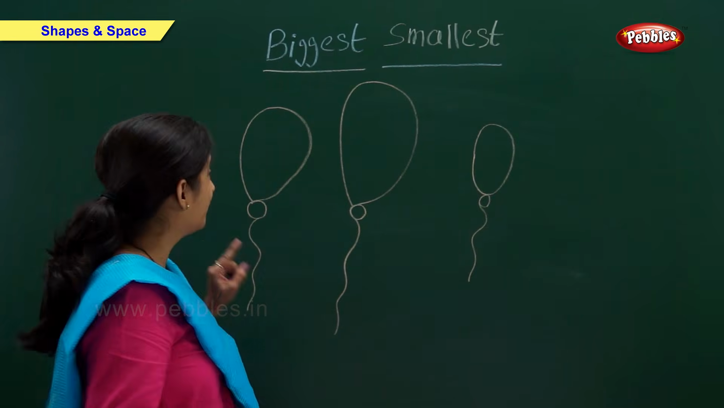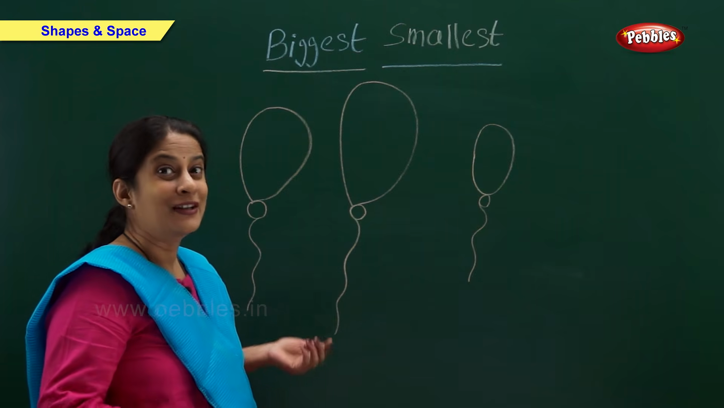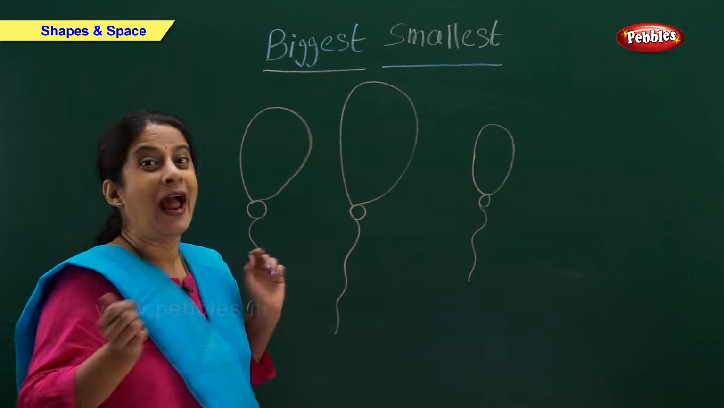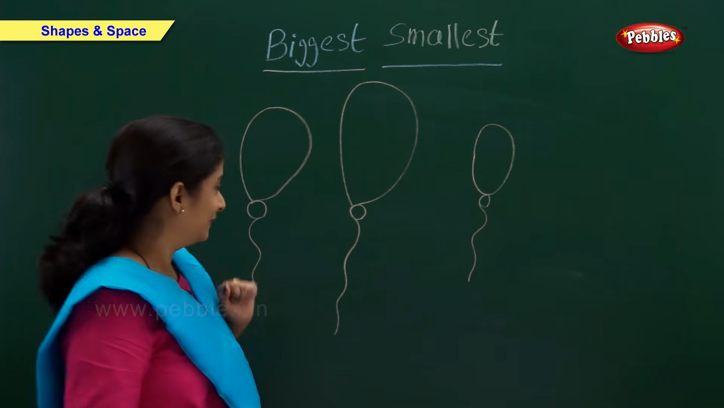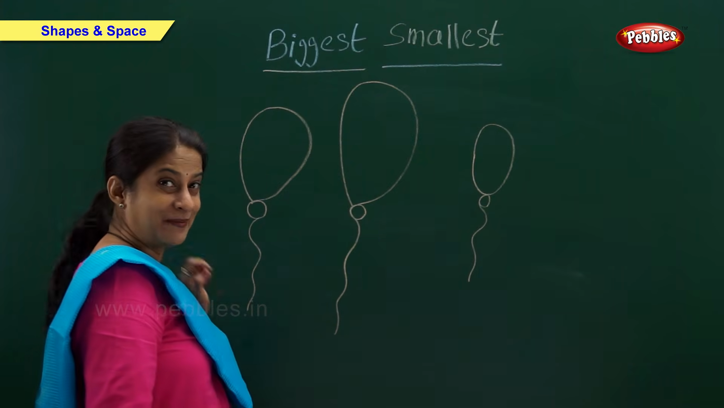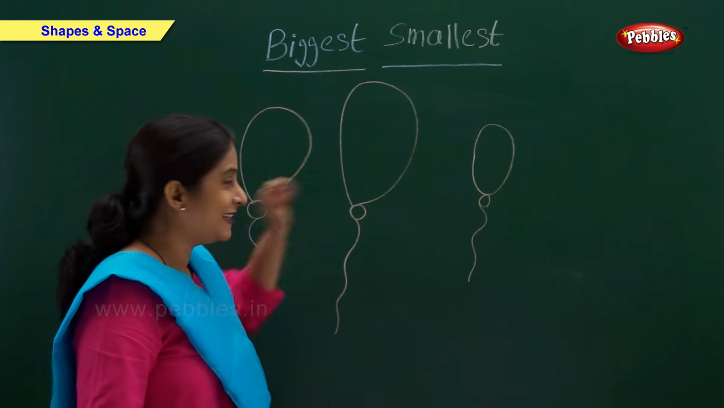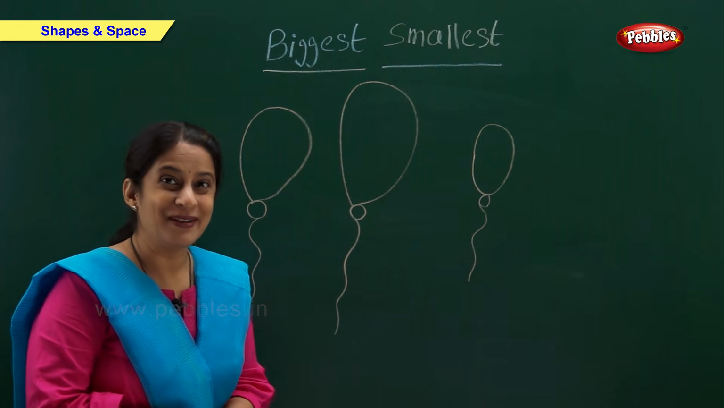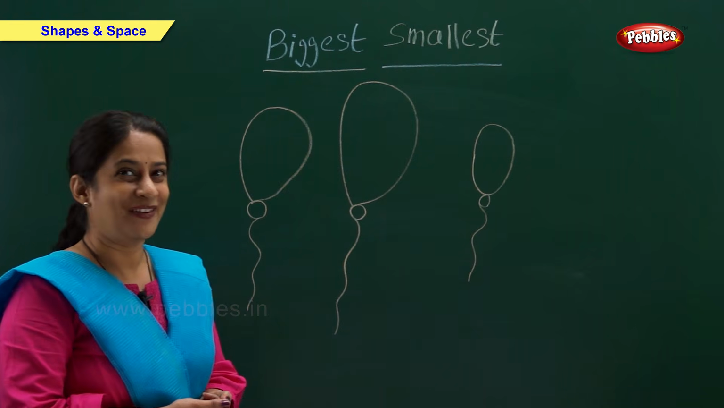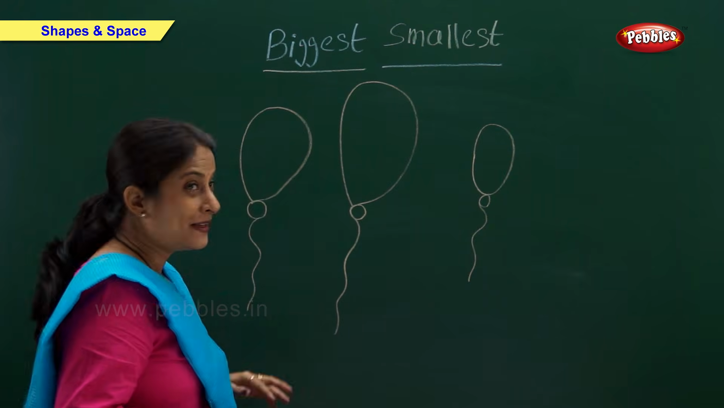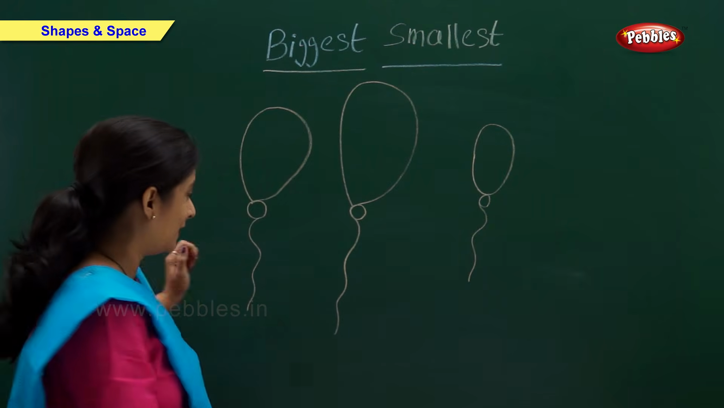Now we have 3 balloons. So, let's find out which is the biggest balloon and which is the smallest balloon. Is this the biggest? Or this? Or this? Which is the biggest one? Tell me fast. Right. The second one is the biggest one.